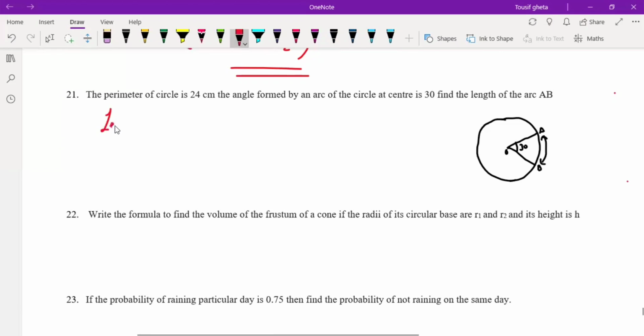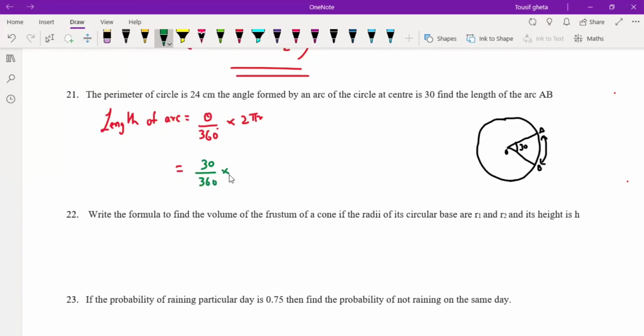So length of arc is equal to the formula we're going to use to solve this problem, that is theta divided by 360 degrees into perimeter of circle. What's the formula? 2 pi r. Now substitute the values. Theta we know is 30, divided by 360 degrees, into 2 pi r, the formula for perimeter of circle, and the perimeter value is given, that is 24. Substitute its value.